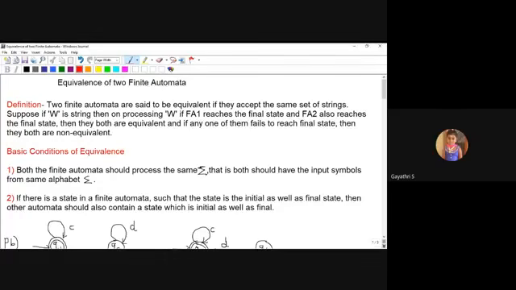Second basic condition: if there is a state in a finite automata that is the initial as well as the final state, then the other automata should also contain a state which is initial as well as final. So if in any one automata the initial state acts as a final state, the same thing should be reflected in the other automata. These are the two basic conditions.